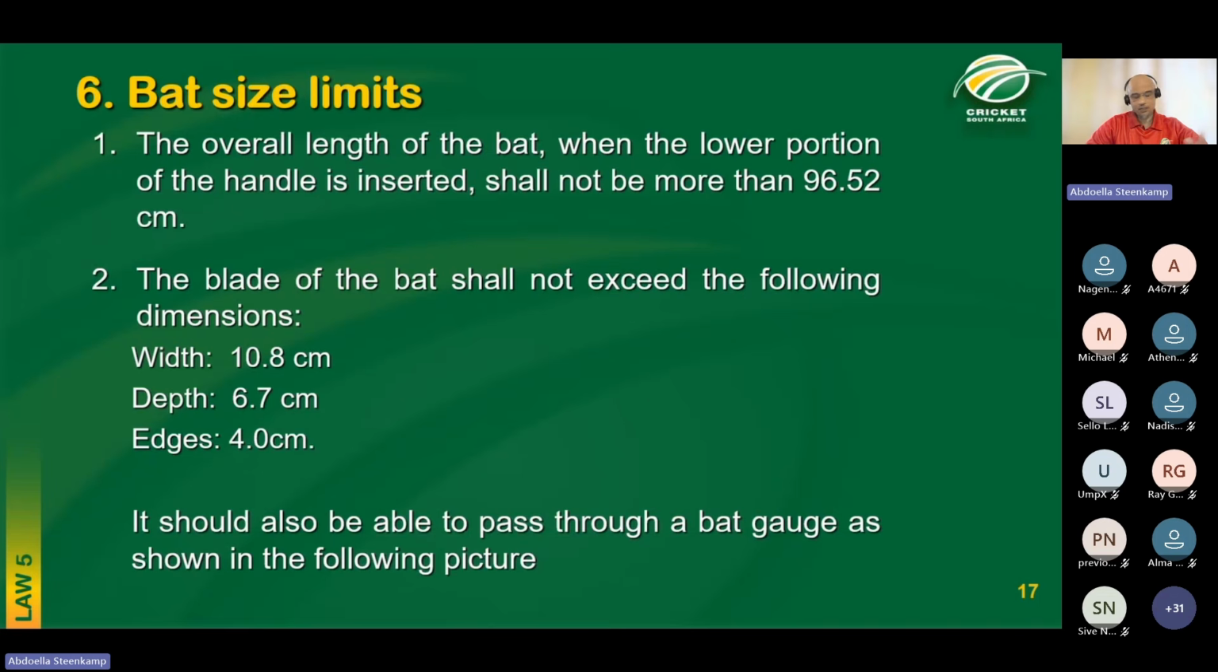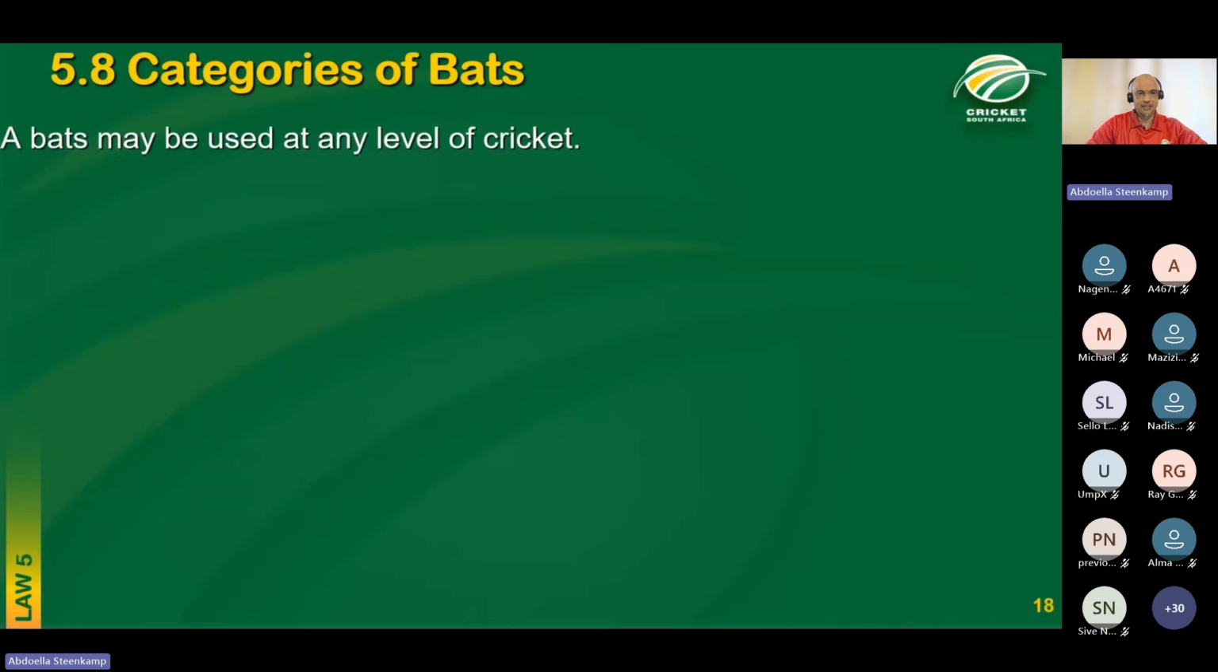And how do we check this? Especially you'll find this at international and provincial levels. The umpires have bat gauges, and they'll see if the bat can go through the bat gauge. If it goes through the bat gauge, it's legal. If it doesn't go through the bat gauge, then it is not legal.